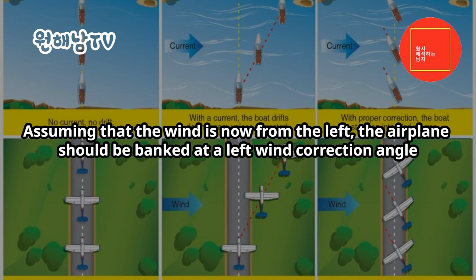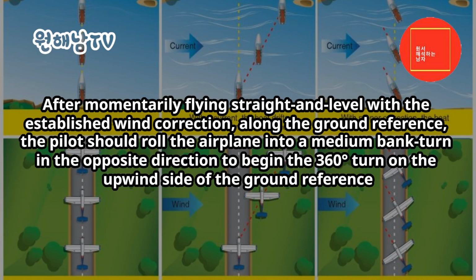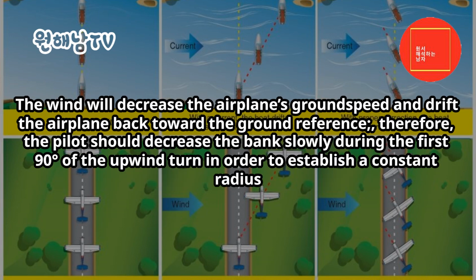Assuming that the wind is now from the left, the airplane should be banked at a left wind correction angle. After momentarily flying straight and level with the established wind correction along the ground reference, the pilot should roll the airplane into a medium bank turn in the opposite direction to begin the 360 degrees turn on the upwind side of the ground reference. The wind will decrease the airplane's ground speed and drift the airplane back toward the ground reference. Therefore, the pilot should decrease the bank slowly during the first 90 degrees of the upwind turn in order to establish a constant radius.